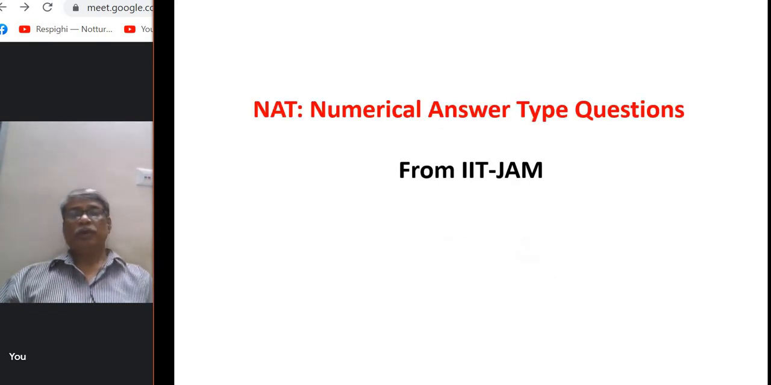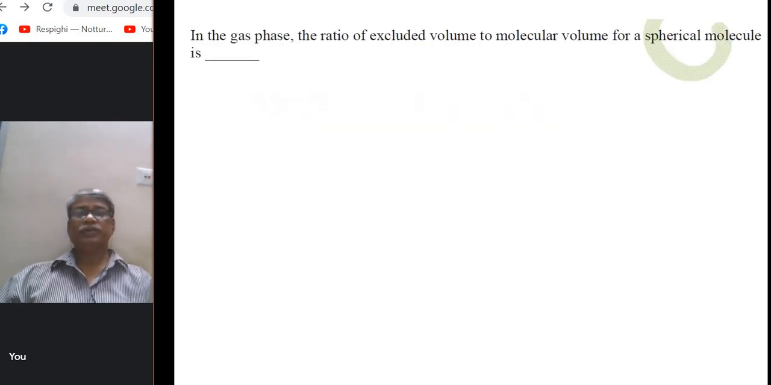Now let us go for the numerical answer type questions taken from IIT-JAM last few years. The first question: in the gas phase, the ratio of excluded volume to molecular volume for a spherical molecule is? So what is the answer? Let me give you the answer first. Now you can pause, try on your own, and when you are ready, come back to the video. But now I am giving you the answer.